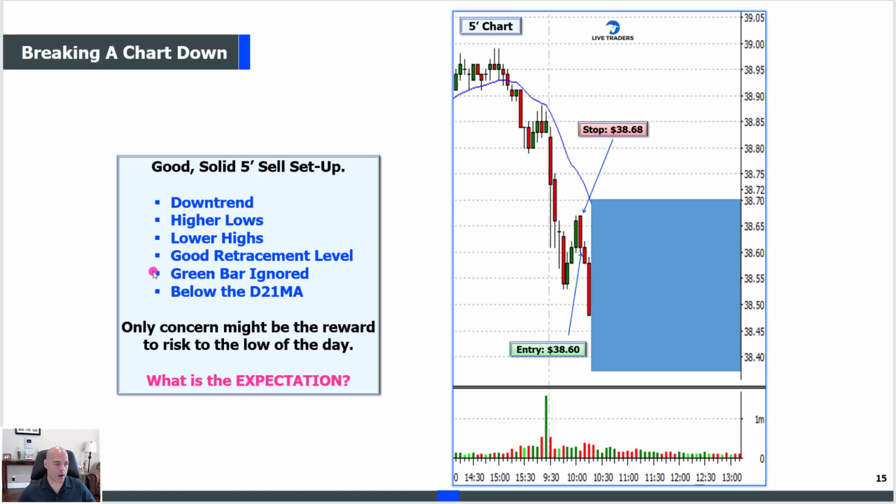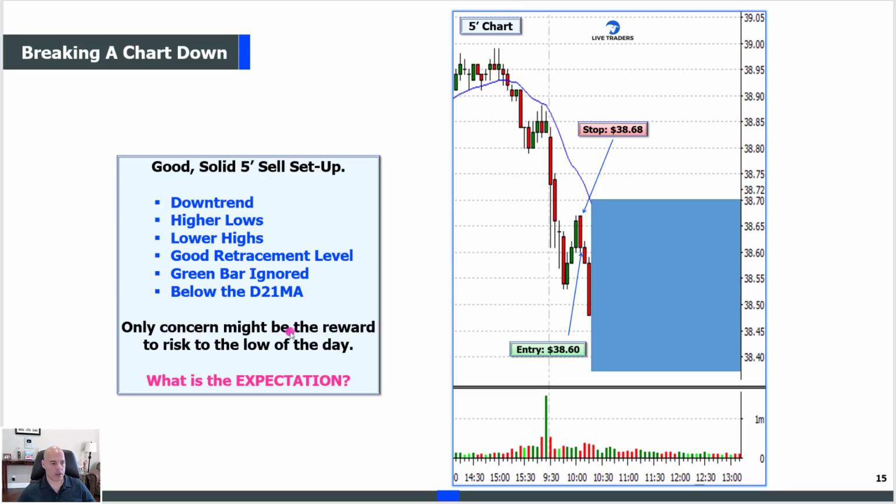That's another check mark for the goodness of this sell setup. It's below the declining moving average. That's another thing. So all of these things are positive reasons to want to trade this stock at 38.60 or 38.59.